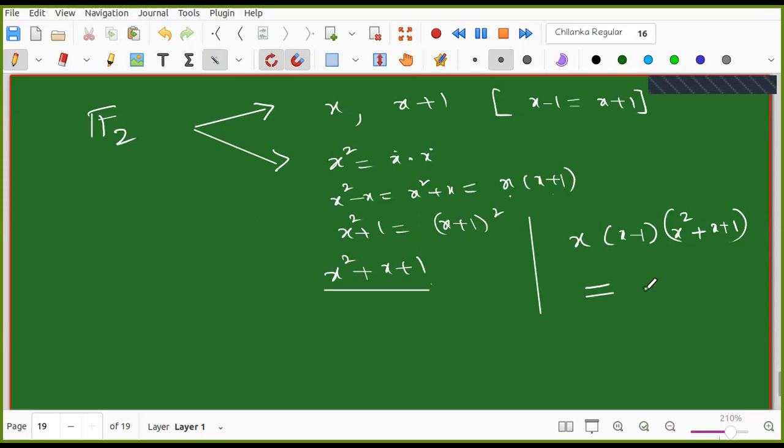Easy. It is x power 4. Why are you not telling? The product of these two is x cube minus 1 multiplied by x. Okay, anyhow, I am telling x power 4 minus x.